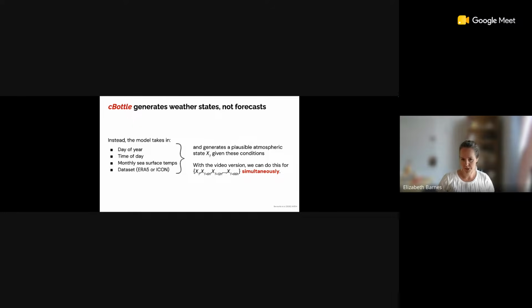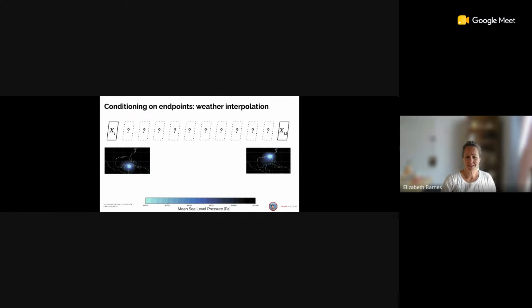Furthermore, they made a video version, SiBottle video, which actually gives 12 different snapshots that all line up in time that could exist, if you will, a plausible atmospheric set of states given these conditions. Now, what's neat about this is this conditioning does not just have to be conditioning at the beginning of this time slice of this video. What this postdoc Jerry Lin in my group has done is he actually has been experimenting with conditioning on different parts of the video, that is, different times throughout this atmospheric state.